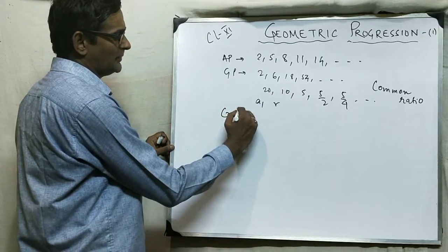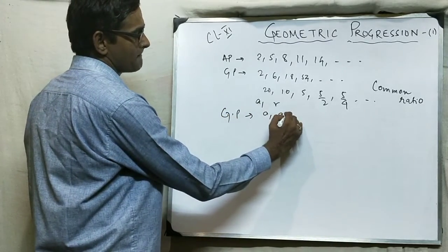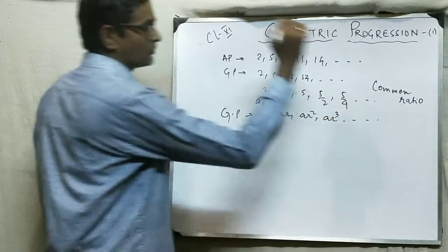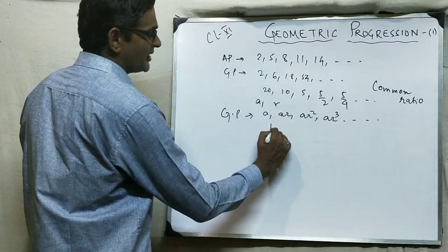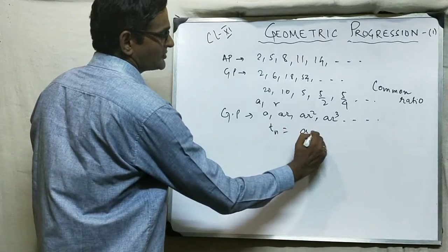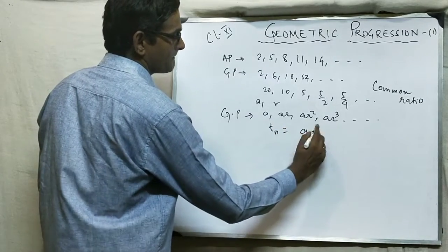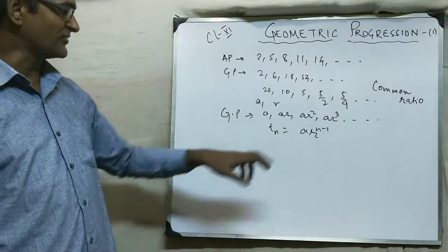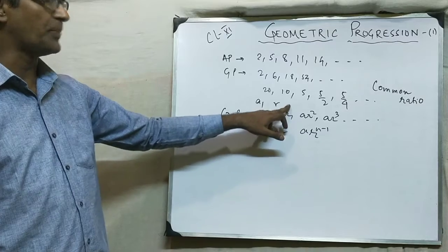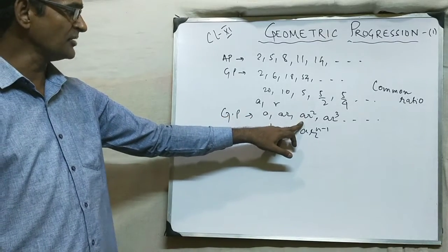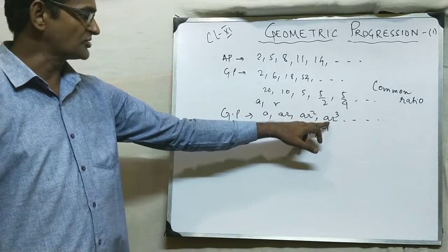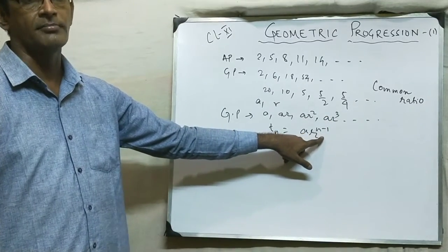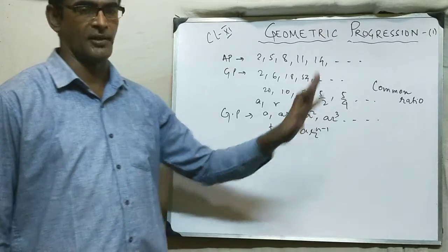Then any GP will be A, AR, AR square, AR cube and goes on. So what will be the nth term? The nth term will be AR to the power n minus 1. Because you can see the second term is AR to the power 1, the third term is AR to the power 2, the fourth term is AR cube. So the nth term is AR to the power n minus 1. So this is one formula.